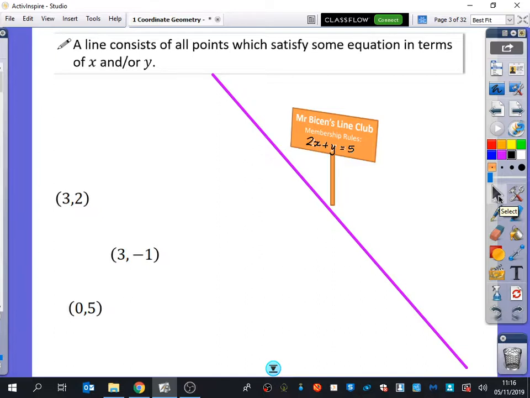So you need to look at these coordinates and decide whether the x and y coordinates make that true or not. Okay, good. Okay, so that's probably about a minute on that.